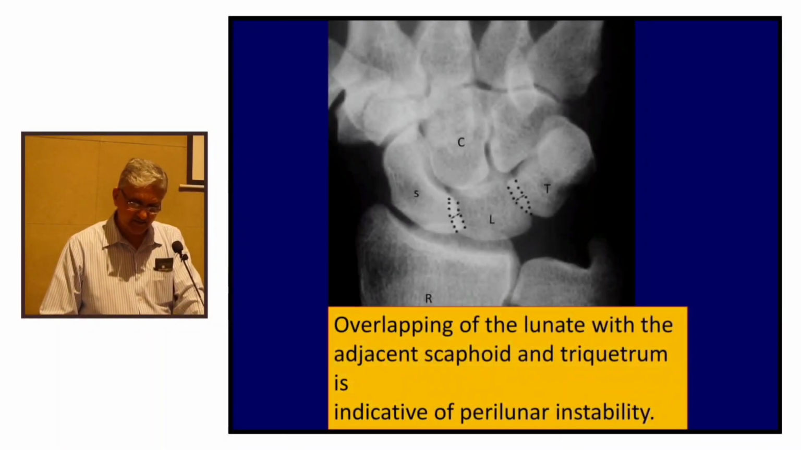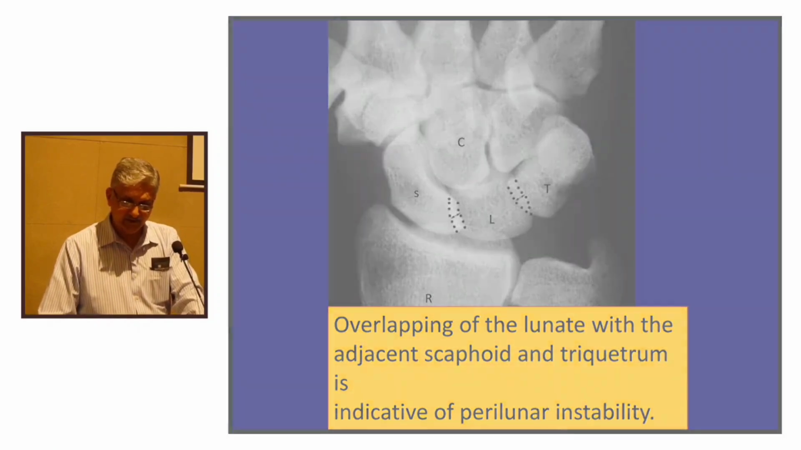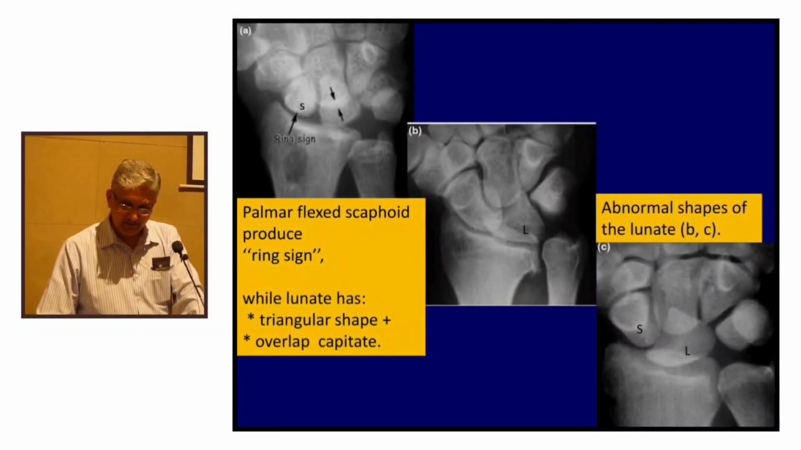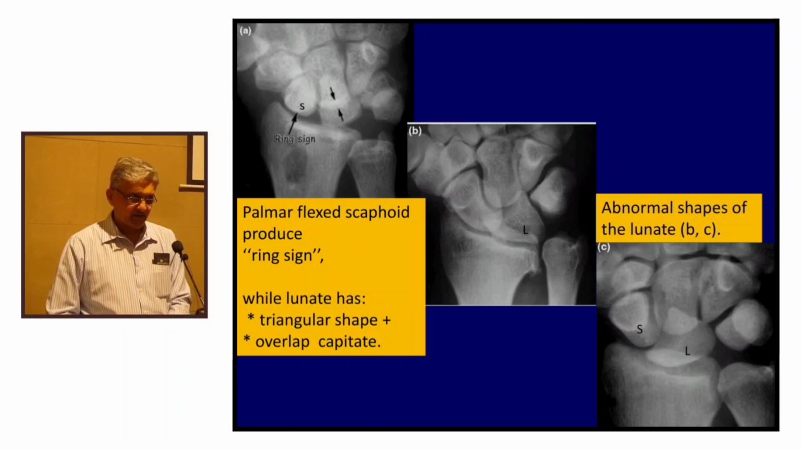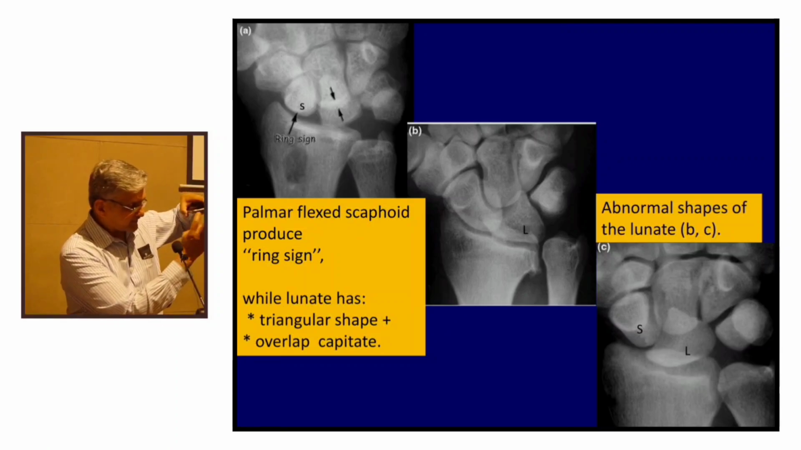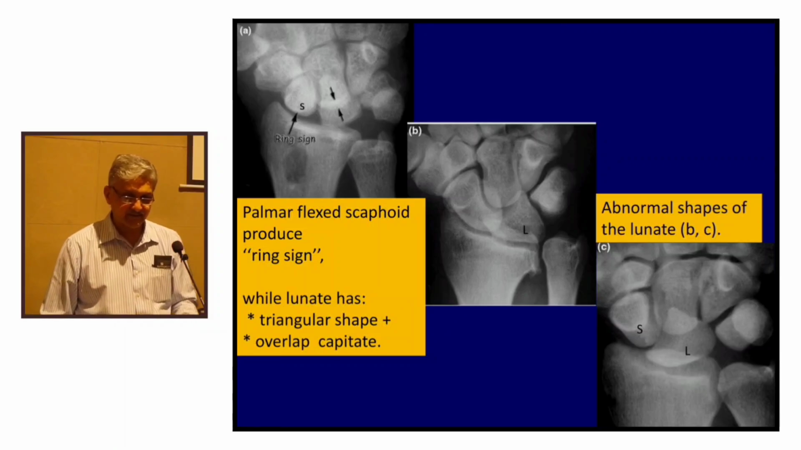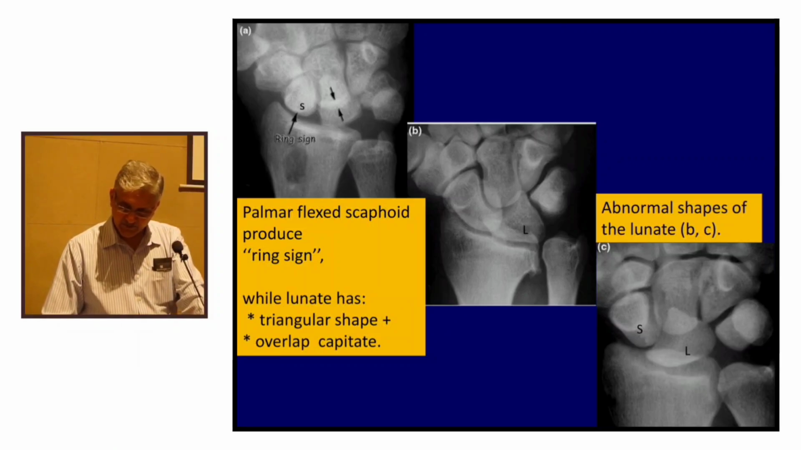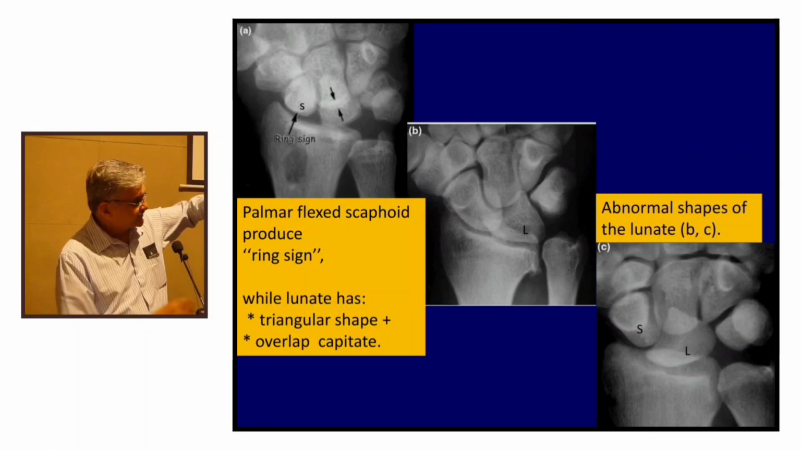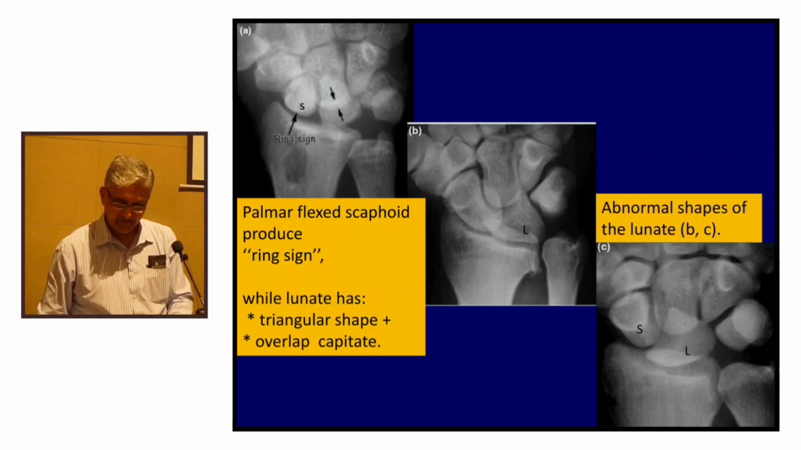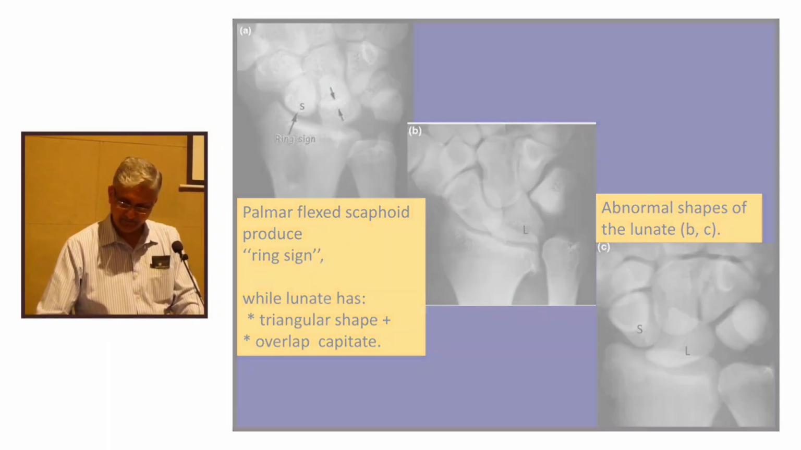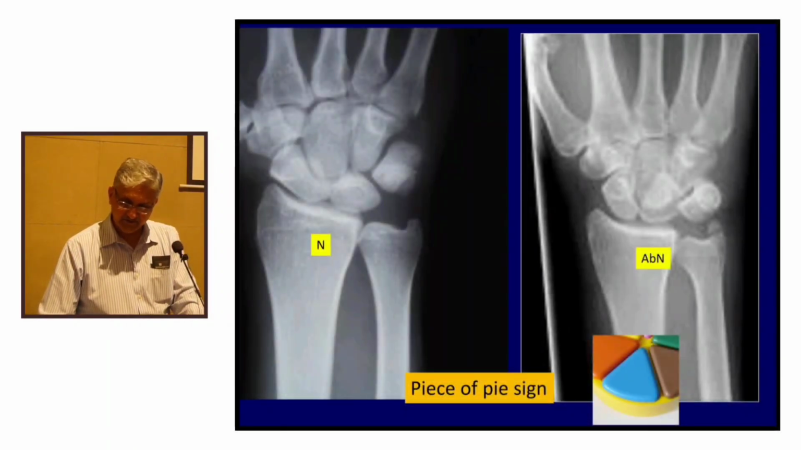What you see here in the lunate, it is overlapping the scaphoid and the adjacent triquetrum. Now what you see, a scaphoid is long. Here the scaphoid is not long, it is looking only the tip, and it has become rounded. This is the ring sign. Next you see here, the lunate has become triangular in shape because it is not lying like this. You are seeing this edge and this edge, two edges, and therefore it has become triangular in shape. In American books, this is the piece of pie sign.